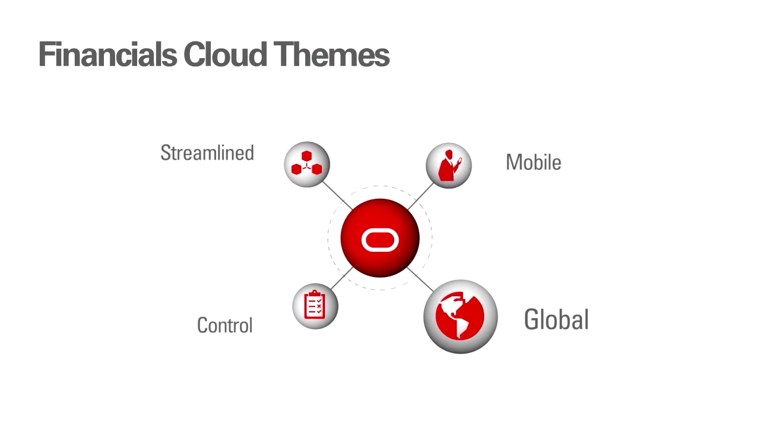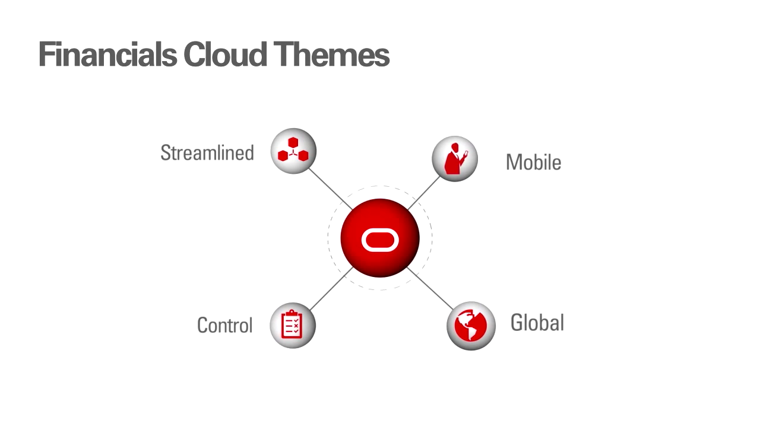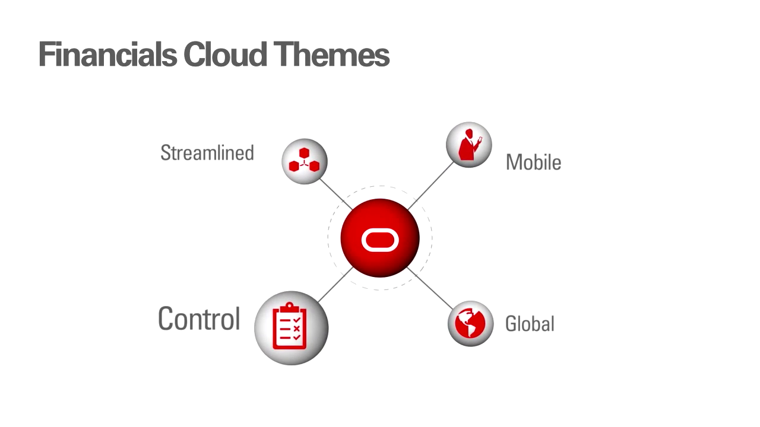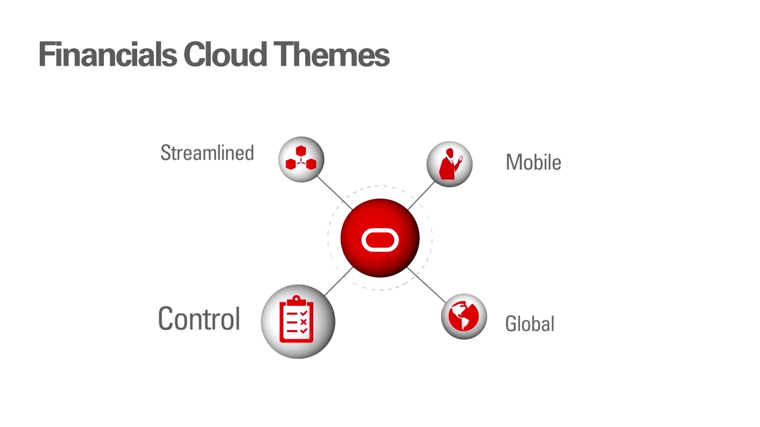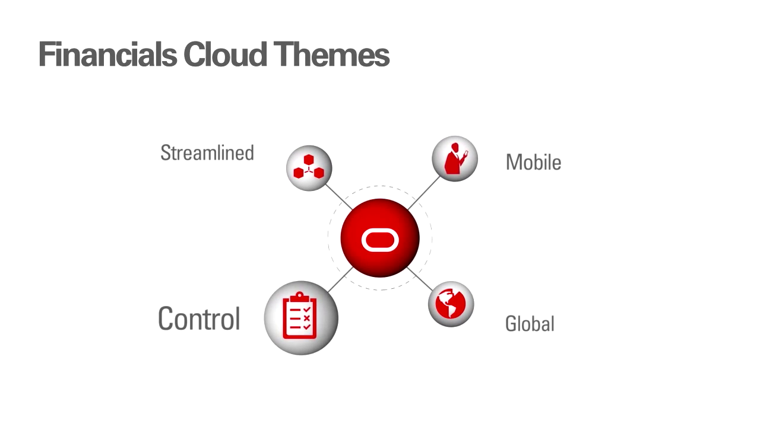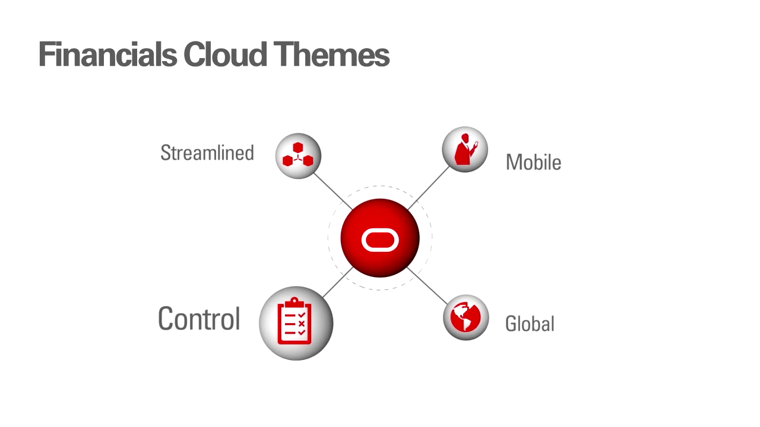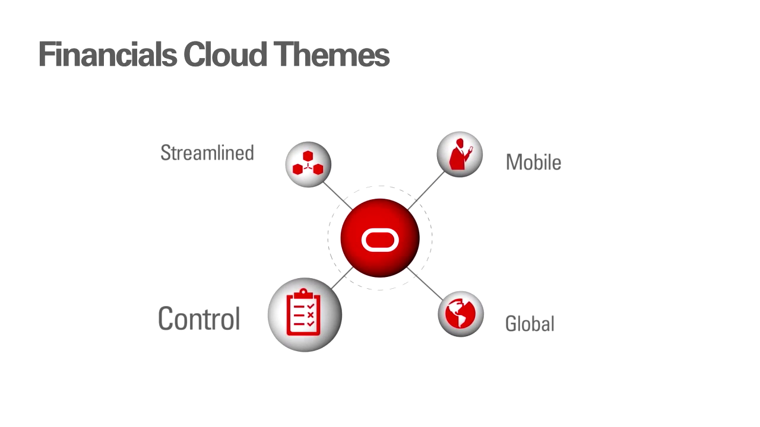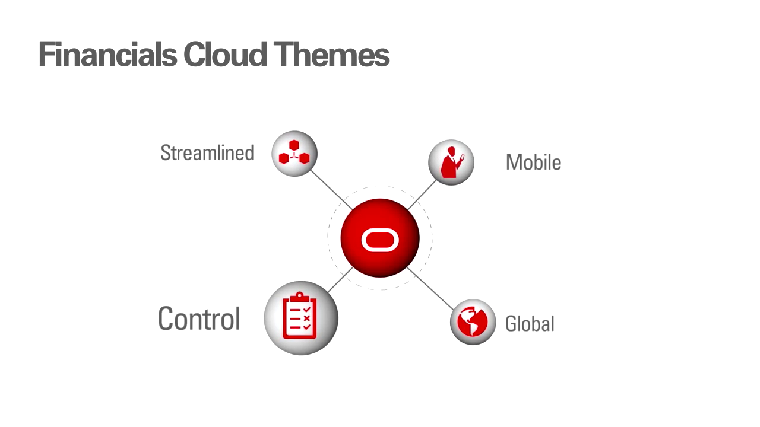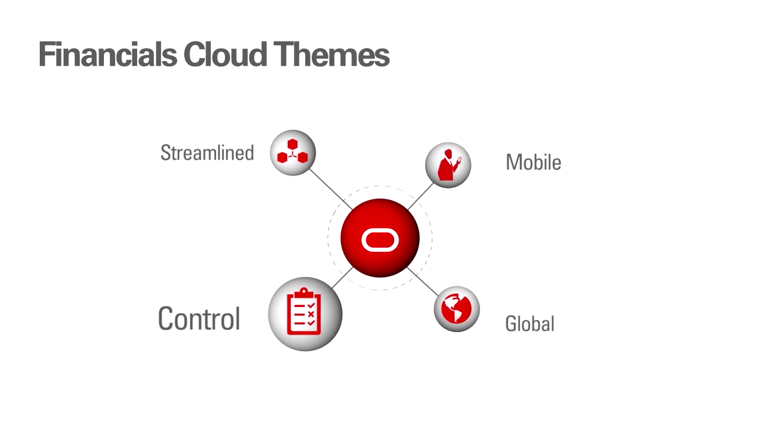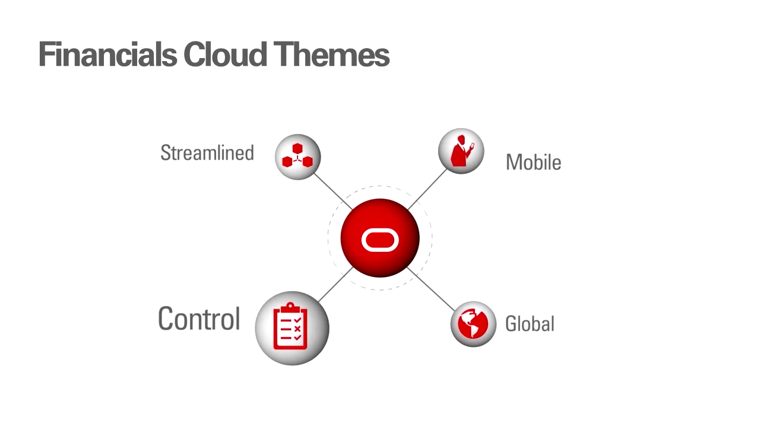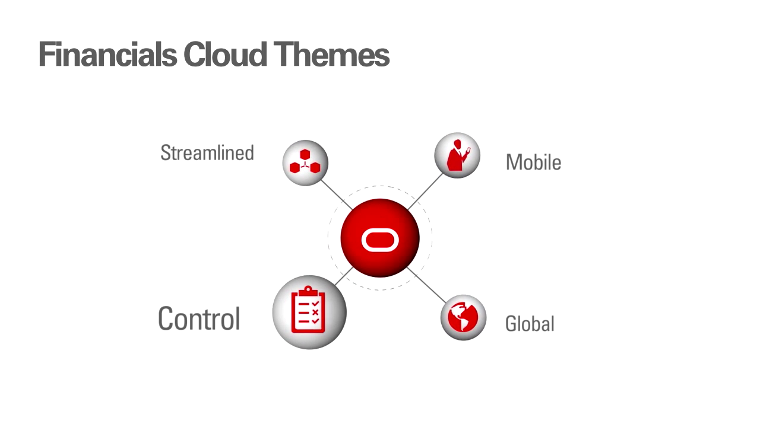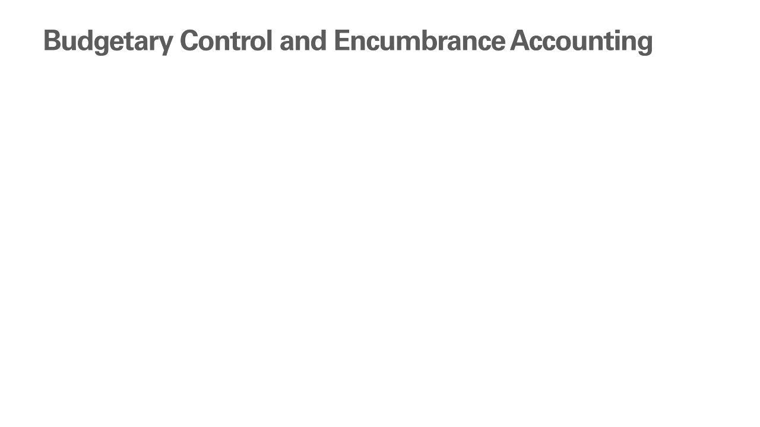In Release 9, switching themes a little bit, we've also tried to make Fusion Financials a little bit more compelling for industry-specific organizations like public sector. In particular, we've introduced encumbrance accounting and budgetary control. So as part of this control theme, we want to introduce budgetary control, which is a really important aspect to these public sector customers. We've also introduced other features to help control costs and risk and time spent on performing manual processes. So let's start with the budgetary control feature.